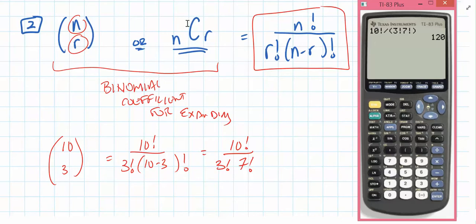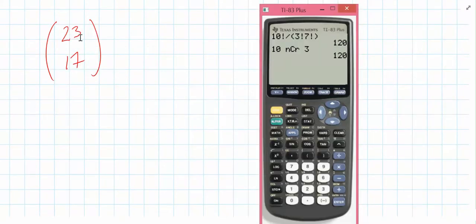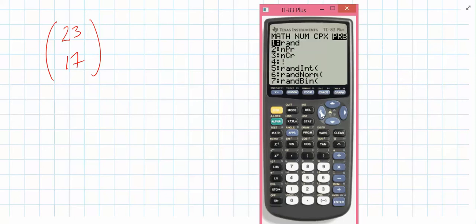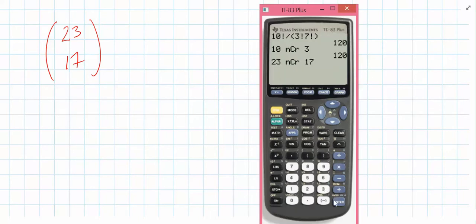And this is why I put a C here to remind you that if I want to take 10 over 3, this again gives me the binomial coefficient for expanding. Go to your math button, go to your probability button, and check out option 3 instead of 4. Plug in a 3, and bam, you get the same thing. Way easier. Let's all agree to use that one instead. For example, if we want to do 23 choose 17, we're going to go 23, math, probability, option number 3, and then 17. And we're all agreeing that we're getting 100,947.